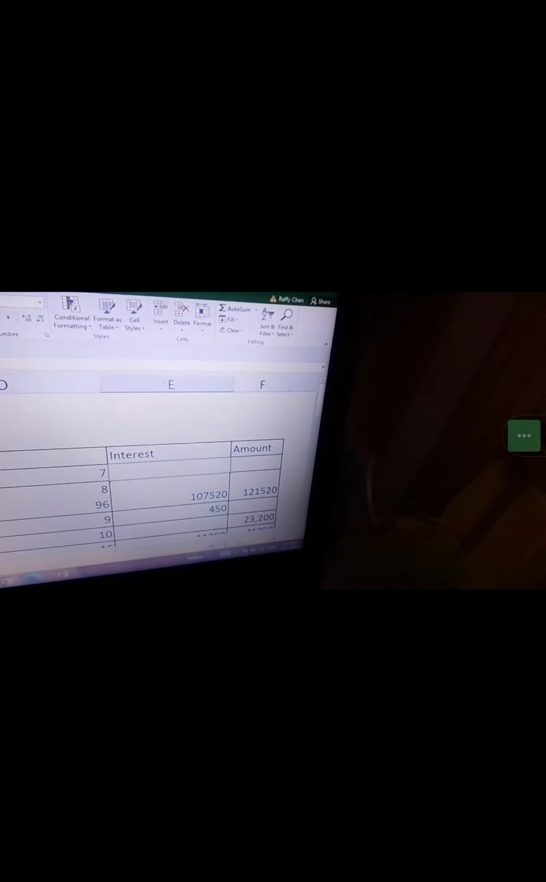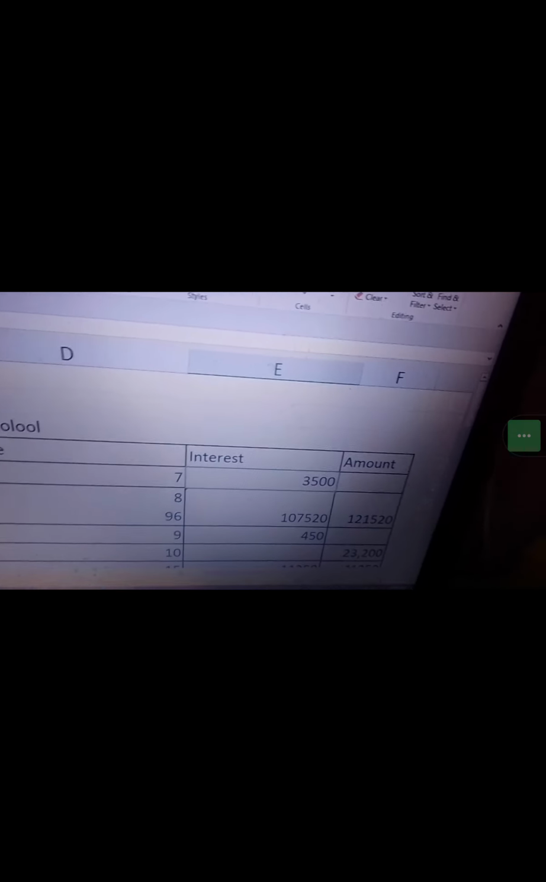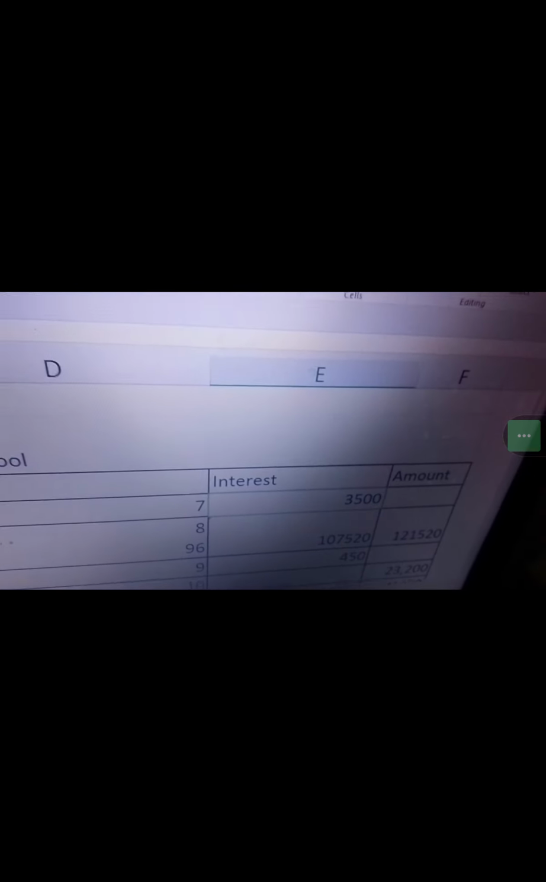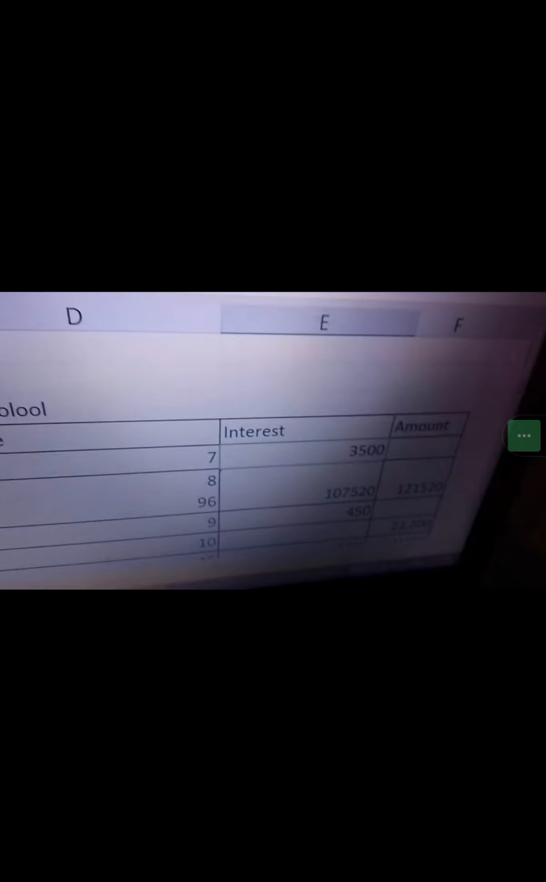So, 5,000 times 0.1 times 7. Remember, your time units should be the same. Sometimes you can just do P times R times T, but there are some conversions. For this one, since your time unit is the same, per annum and 7 years, they are alike. So you can do the direct formula and press enter to get your answer.